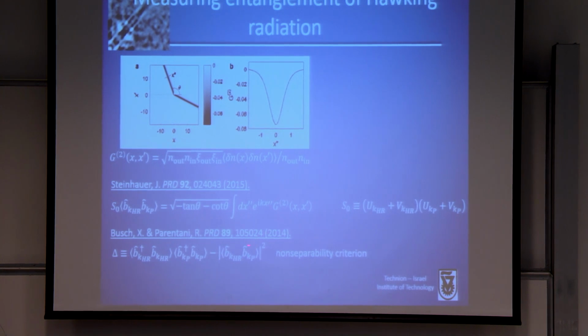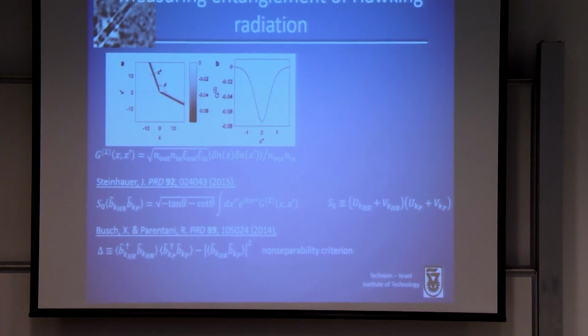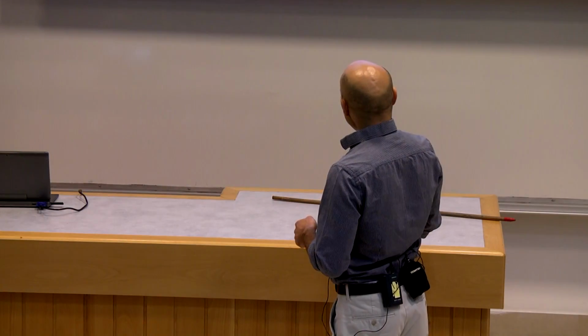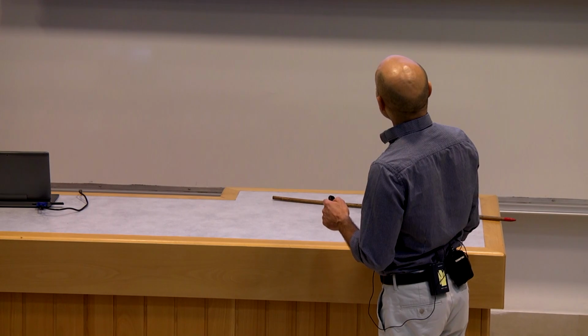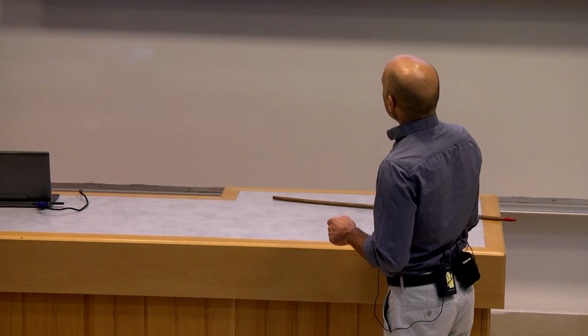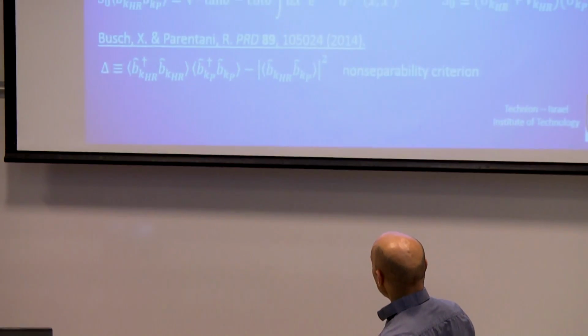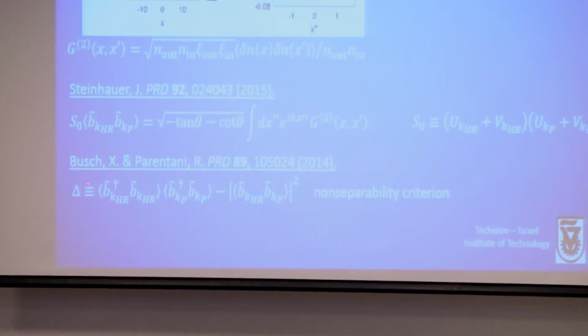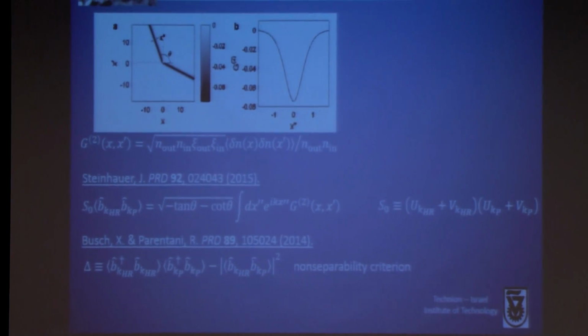This implies that if the correlations are large compared to the populations, these are the populations of the Hawking and partner particles, then the state must be non-separable. So now we have this criterion, and by taking the Fourier transform of this cross-section of this feature, we get these correlations. We see if the correlations are large compared to the populations, and if so, so that delta is a negative number, then the state is non-separable, or entangled.